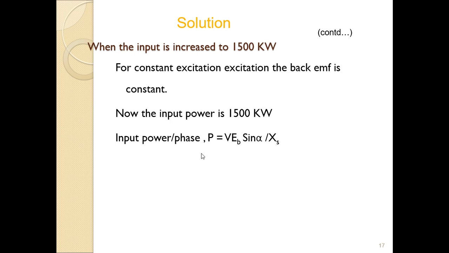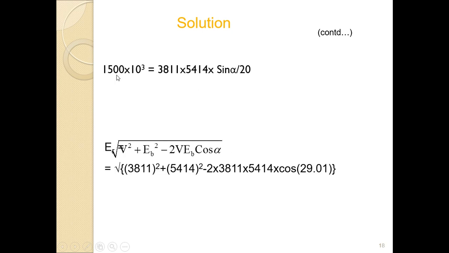So substitute values in this one. P is equal to 1500 kilowatts, V and EB values. So the P value is 1500 kilowatts, that is into 10 to the power of 3. V value per phase 3811, and EB value that is 5414 into sin alpha, alpha value we don't know. So sin alpha by XS 20. So from this we can calculate the alpha value.